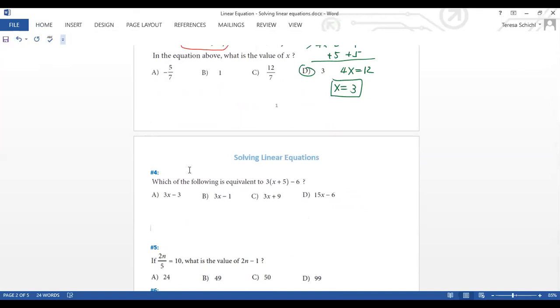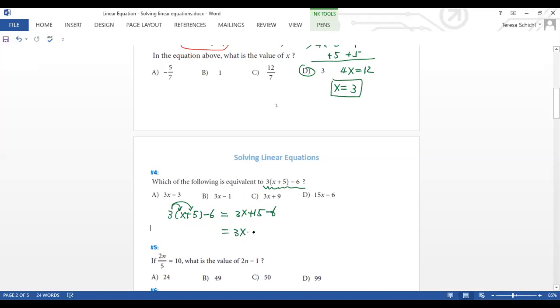So this one is also pretty straightforward. So let's say which one is equal to these equations here, right? So this is basically what they try to test us. They try to test us the what? The distributive properties, right? So when we do the distributive property, make sure you distribute both, right? So this is 3x plus 15 minus 6. So this is 3x plus what? Plus 9, right? So the C is the answer.